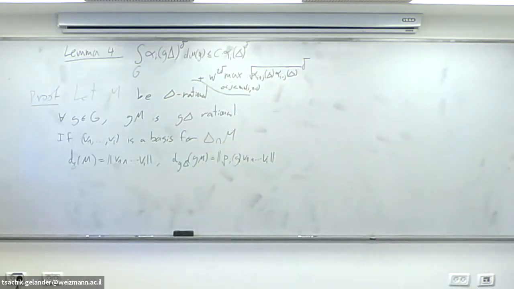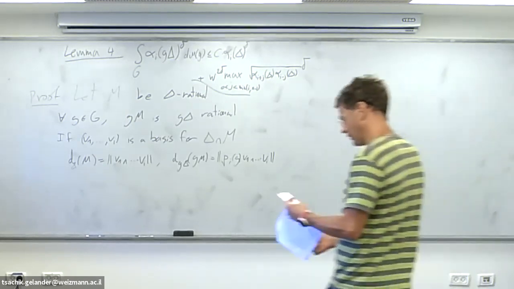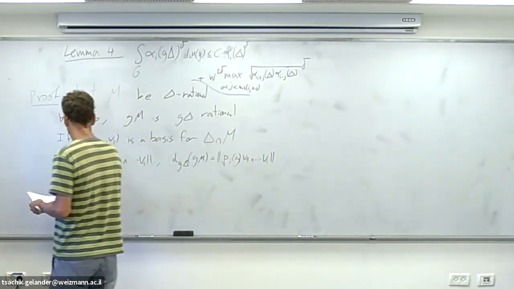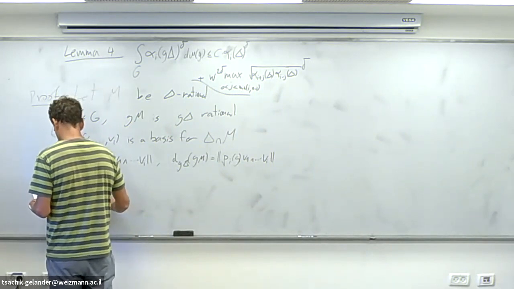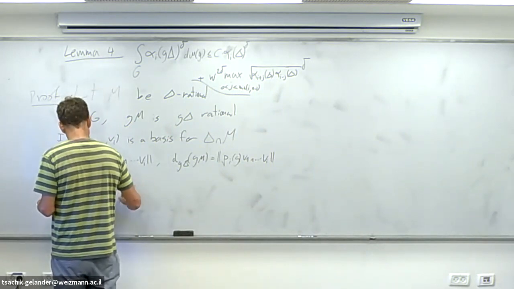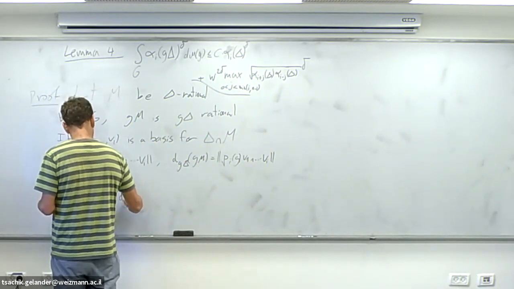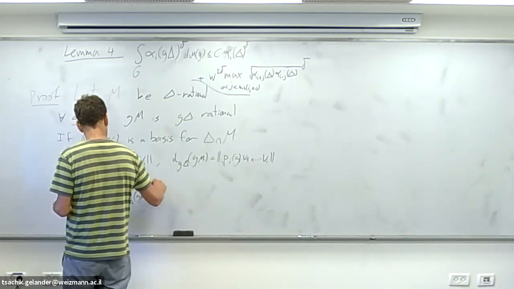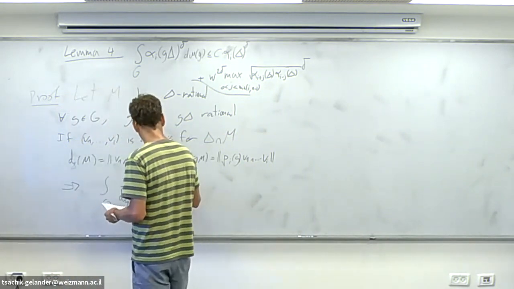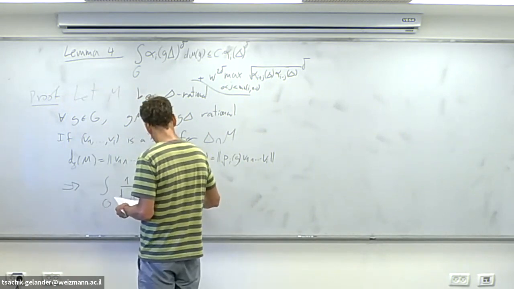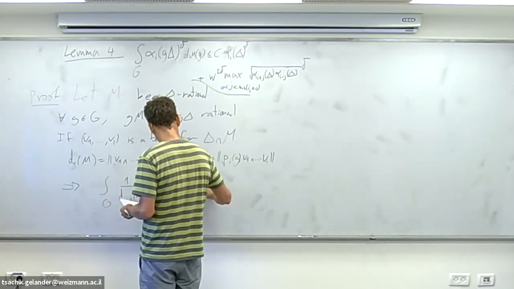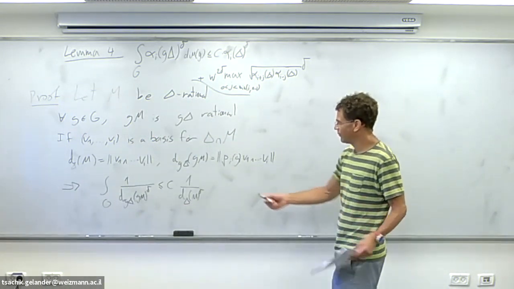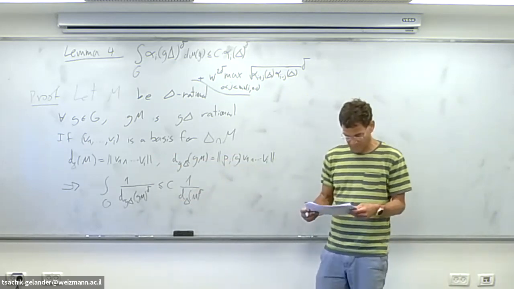So from this and what we already did, we see that the integral over G of 1 over d g delta of gM with our delta is at most C times 1 over d delta of M with our delta. Okay, this is the bound we had before because these are just norms.